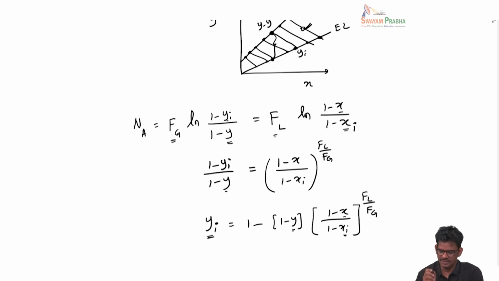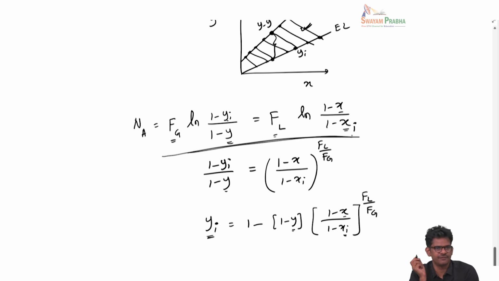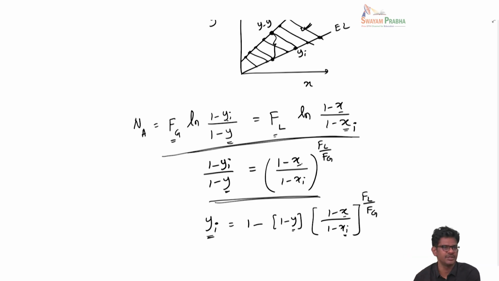Okay, do you follow? So what I am trying to do is write an expression for mass transfer in the gas phase and the liquid phase in terms of the interfacial concentrations. Then I get an expression which relates that for any combination of xy value on the operating line, there is a corresponding interfacial concentration related by this equation.